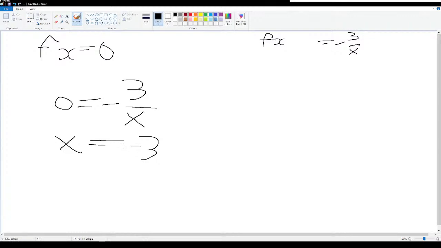Right. Yeah, that's correct. Okay, cool. So that would be negative 3 equals x. So now we have found the value of the x asymptote, and that is equal to negative 3.